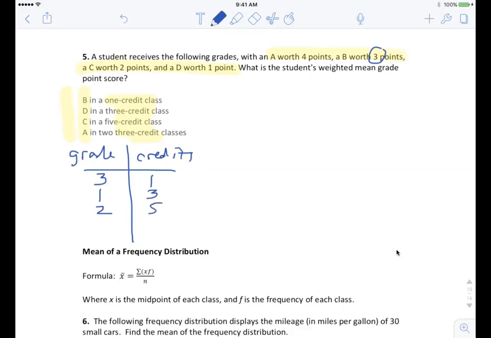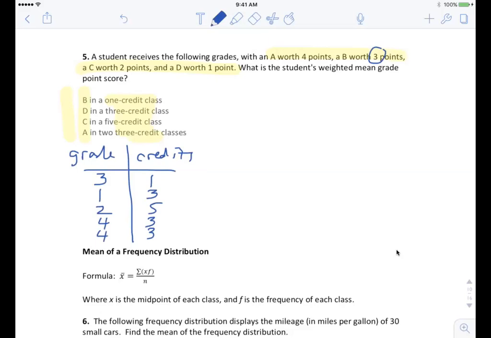A C is worth 2 points and that's 5 credits. And then sneaky on this last one, an A and 2 3 credit classes. So I gotta do 2 of those. I get a 4 for the A in a 3 credit class, and another A in another 3 credit class. So this student had 5 classes all together. The grades are numerical now, and the credits for each one. Again, the credits are the weights.